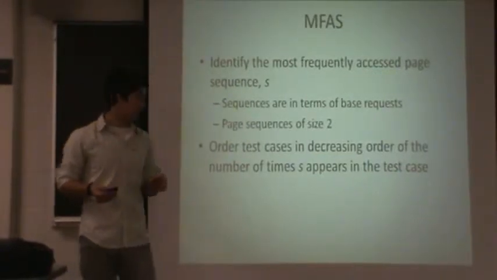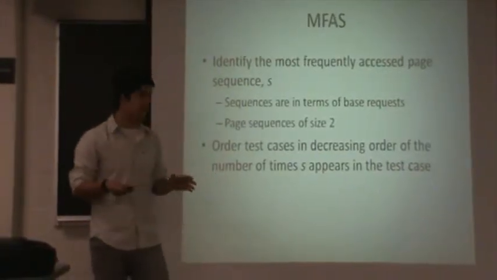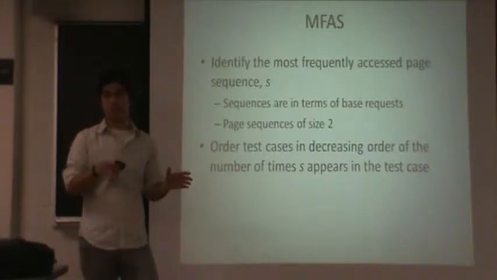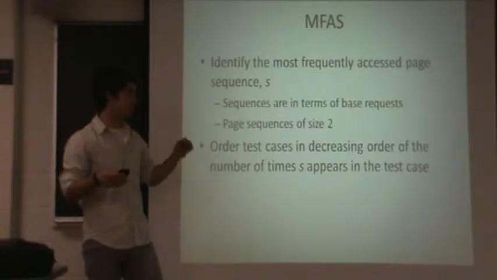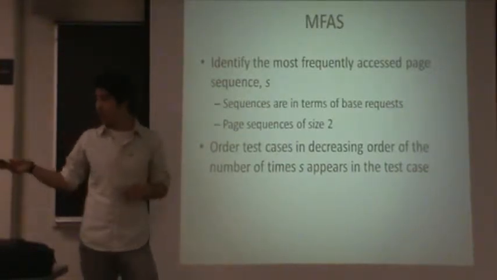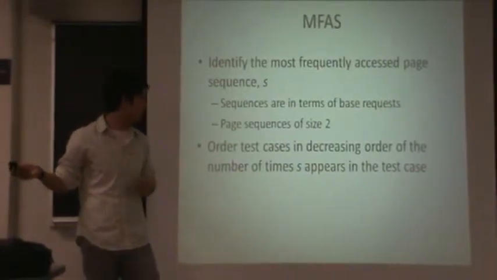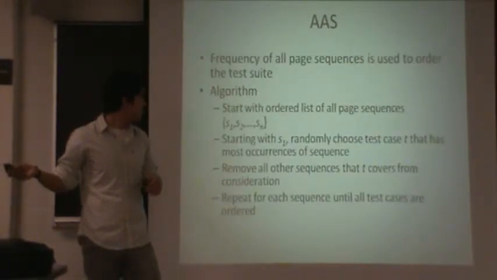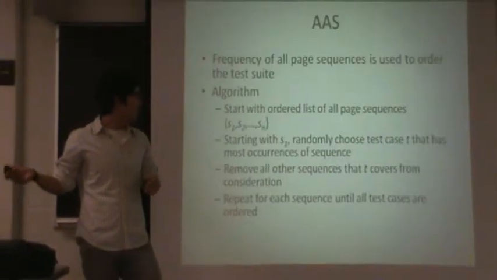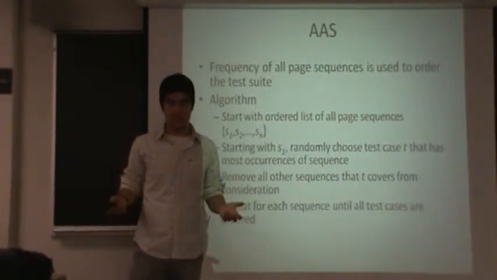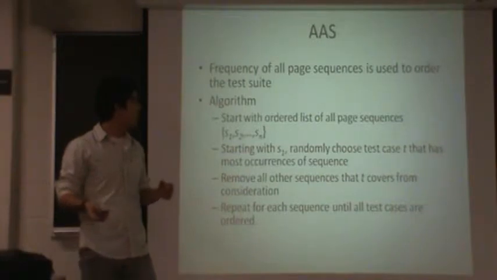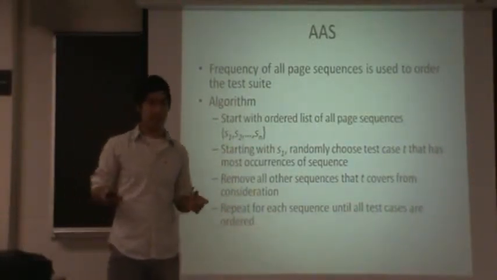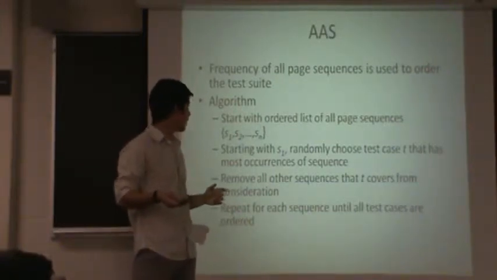And we want to order the test cases in decreasing order depending on how many occurrences of this page sequence they have. So first, we identify the sequence, and then we order the test cases based on how many occurrences of that sequence they have. AAS stands for all access sequences, and it's basically an extension on most frequently accessed sequence. In this case, we use the frequency of all the sequences in the test suite to order the test suite.